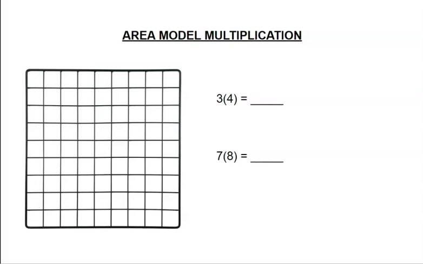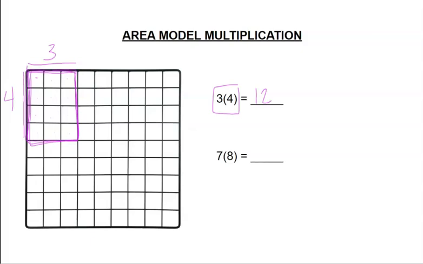So area model multiplication just means we're going to use a grid to multiply. If we have 3 times 4, that means we go 3 across and 4 down. If we fill in that rectangle, we can discover the area, or what 3 times 4 is. We count up how many squares are shaded: 1, 2, 3, 4, 5, 6, 7, 8, 9, 10, 11, 12. That's why 3 times 4 is 12.